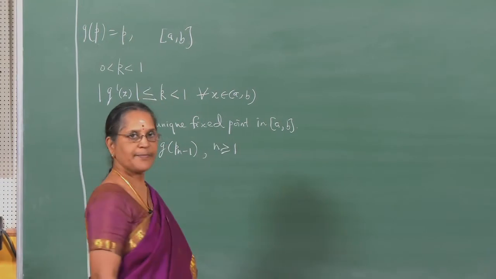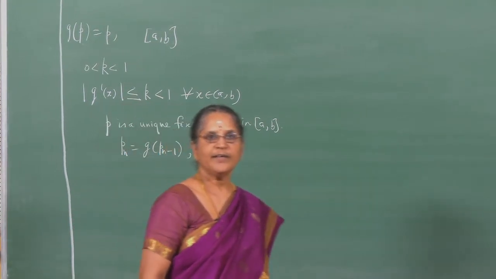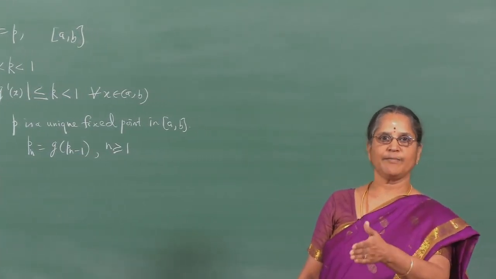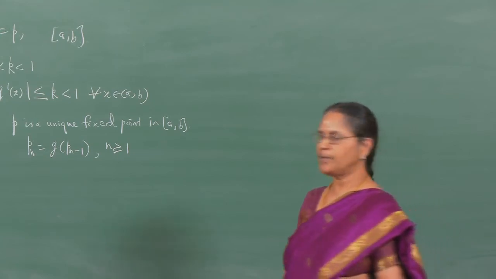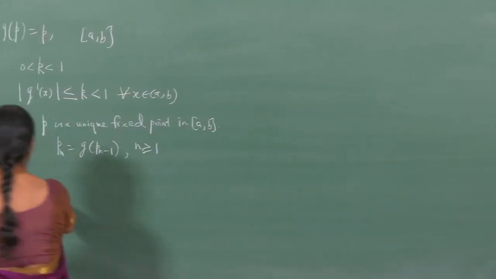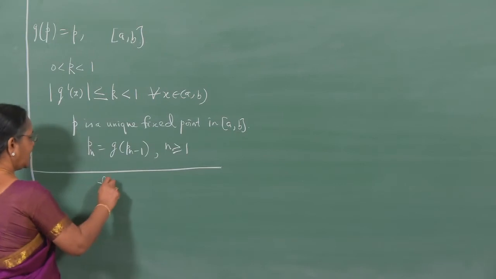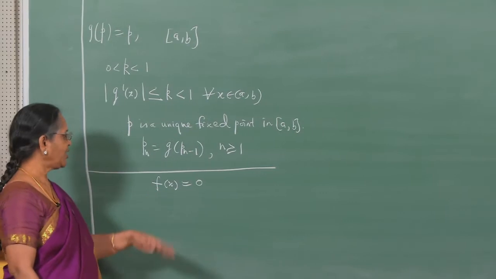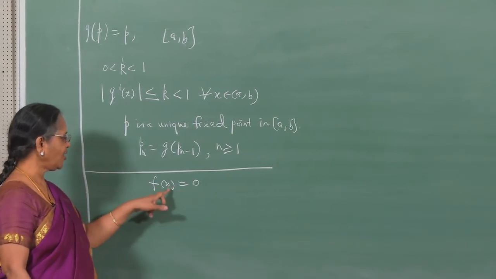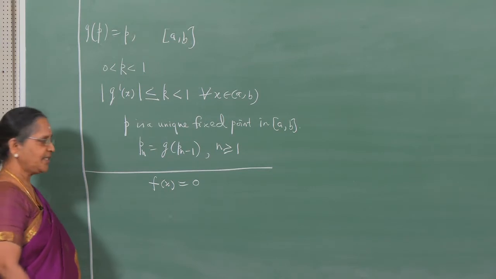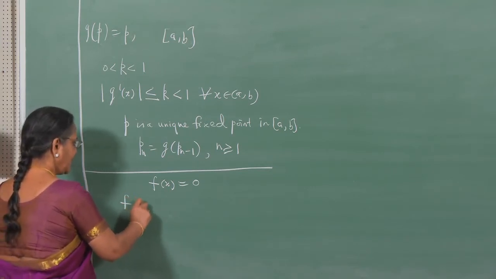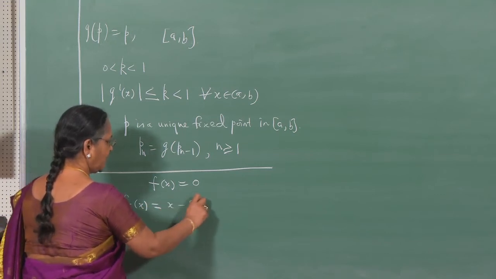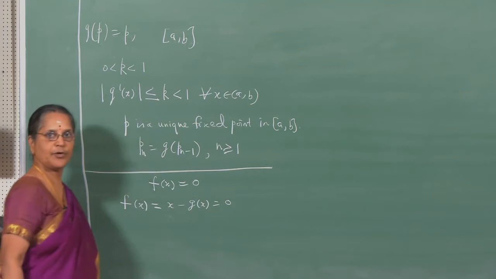So, having understood the fixed point problem, we tried to connect this problem with that of root finding problem. What is a root finding problem? In that we will be given an equation of the form f of x is equal to 0, where we are required to find a root of this equation or a 0 for the function f. So, we said that we will rewrite this equation f of x is equal to 0 in the form f of x is equal to x minus g of x equal to 0.